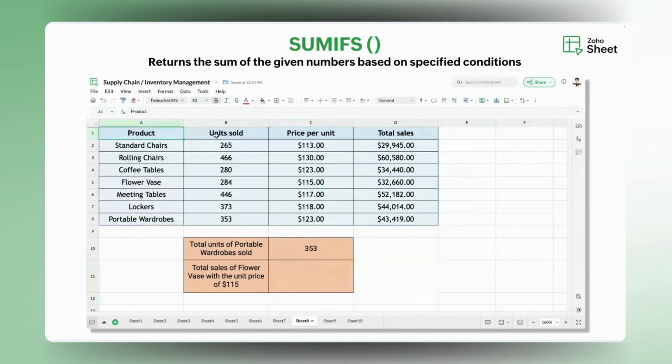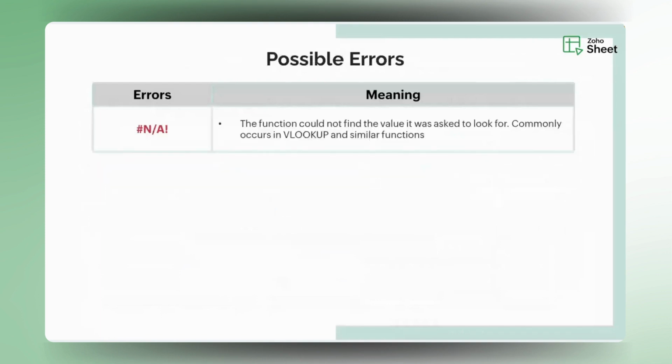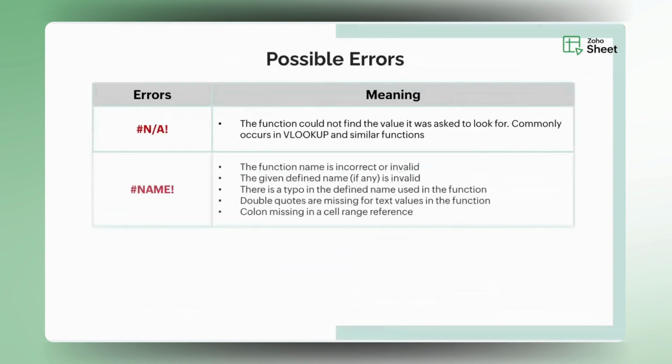But as we all know, sometimes possible errors happen, and it's important to understand what they mean to troubleshoot quickly. So let me share a few common ones you might come across while using all the functions that we discussed today. So first we have the #N/A error. This occurs when a function like VLOOKUP can't find the value it's searching for in the table that we specified. And next we have the #NAME? error. This happens if the function name is incorrect, if there is a typo, or if double quotes are missing for the text values, and also a colon might be missing in the cell reference.